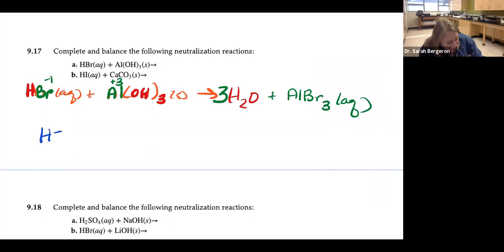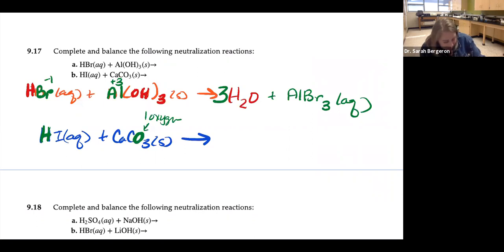All right. What if I have HI aqueous plus CaCO3 solid? Okay, what's going to happen? Well, it's a neutralization, so I'm going to make some water. How am I going to make some water? Well, if I have a hydrogen here, that's going to be part of it. I need hydrogen and oxygen. But how many oxygens for every water? I really need 2 hydrogens, and I need 1 oxygen to make H2O. Okay, that's going to be my liquid.